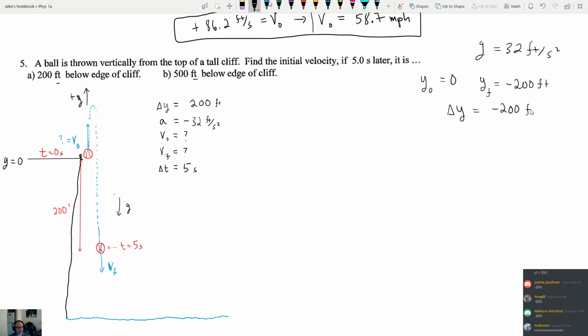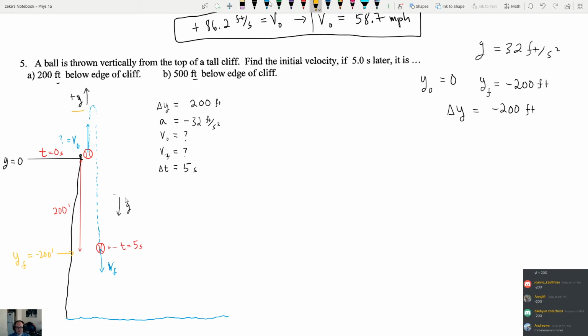Now, how do I know that? How do I know it's negative? Well, it's because of two things. One, I made positive y up. And if positive y is up, then that means negative y is down, right? So the y coordinate of this point right here, y final, has to be negative 200.